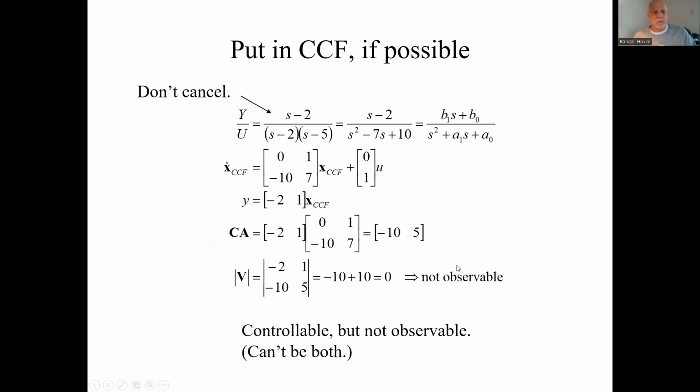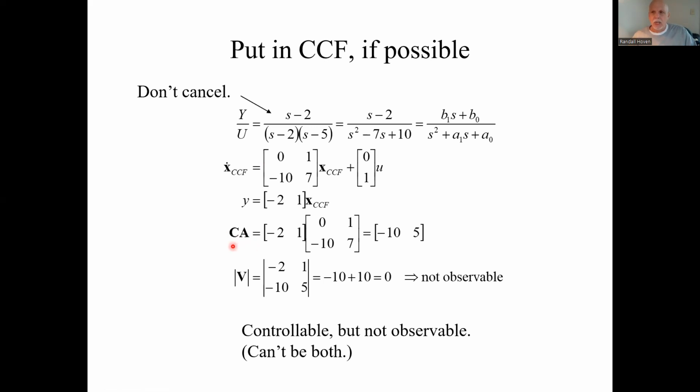Let's see what happens. So here's our transfer function, but we won't let them cancel. Remember from this format, we can put it in either control canonical form or observer canonical form. There are formulas for that, or you look it up on a formula sheet. In control canonical form, it's this. First we put it in control canonical form, so it's controllable.